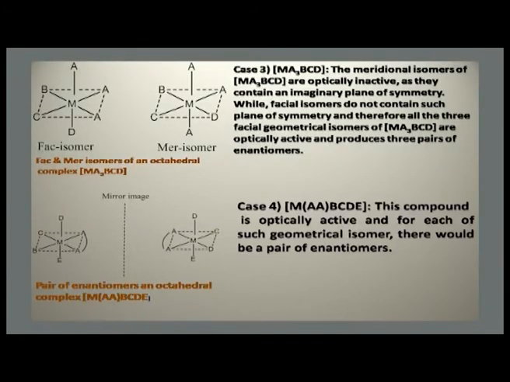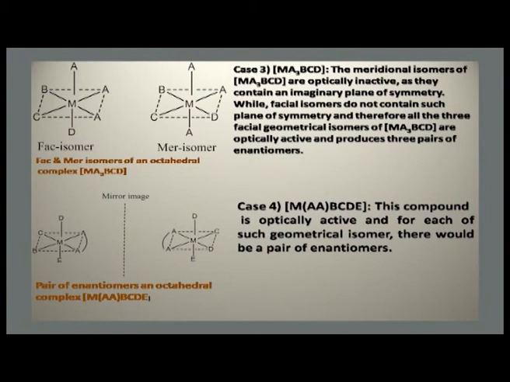Case 3, Ma3BCD. The meridional isomer of Ma3BCD is optically inactive as it contains an imaginary plane of symmetry, while the facial isomer does not contain such a plane of symmetry. Therefore all three facial geometries of Ma3BCD are optically active and produce three pairs of enantiomers. Here you can also see diastereomeric pairs of such isomers.